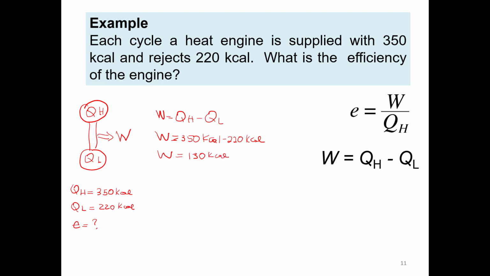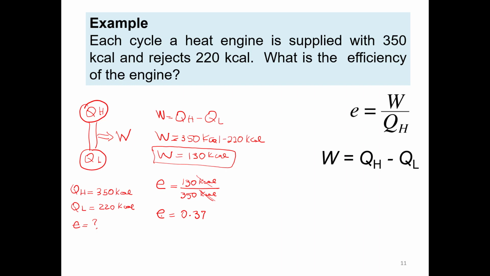Now we can calculate the efficiency because we know the work. The work, which is 130 kilocalories, divided by the energy supplied to the engine, 350. We can see the units cancel out. There are no units for efficiency. It's just a number, and we know the number should be less than 1. 1 is the ideal case, where there is no loss of energy. If we divide these two numbers, we will get 0.37.